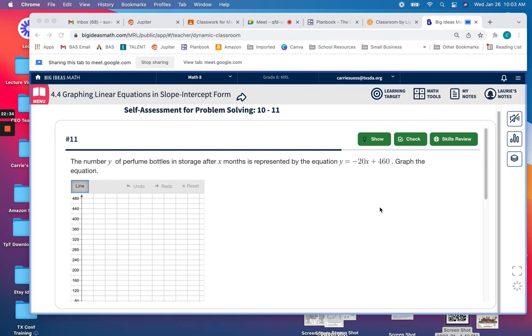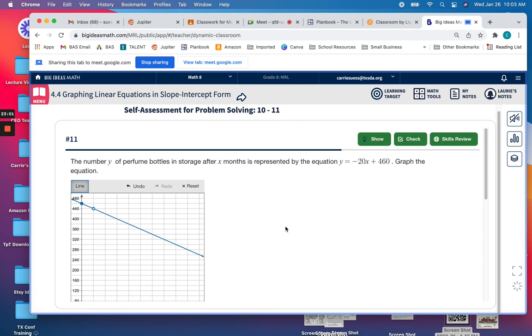Alright, let's do it together. So what is my y-intercept? 460. So we have 440 here and 480. 460 is right between it, right? Yes. And then what's my slope? Negative 20. So I'm going to go down 20 over 1. So these are in what? What are they in? 20. They're in 20. So I just go down to the 440 and over 1.